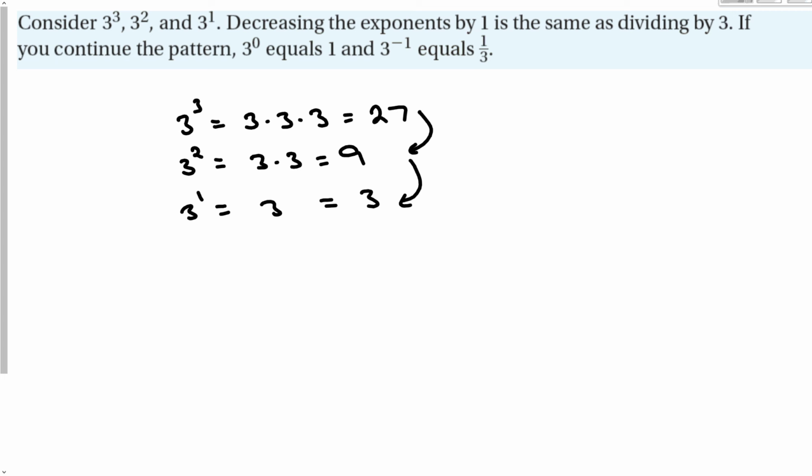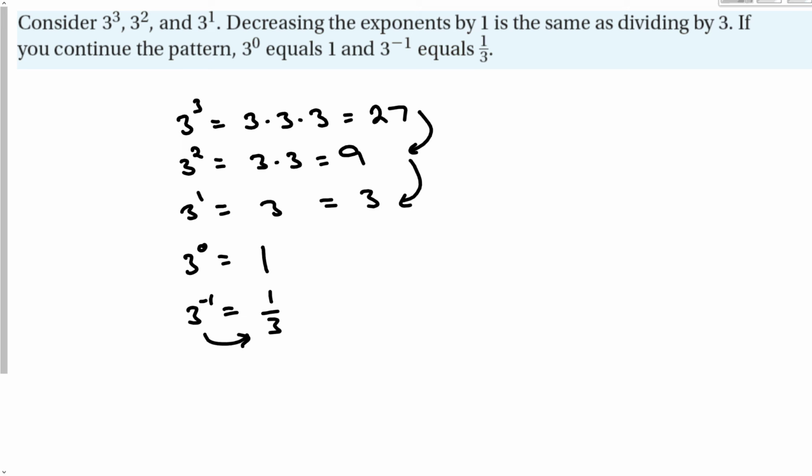So that means if we continue this pattern to go down in exponents, we're dividing these answers by 3. When we have 3 to the 0 power, 3 divided by 3, that's going to be 1. And what's 1 less than 0? 3 to the negative 1 power, that is going to be 1/3. That's interesting, okay? So when we have negative exponents, we can see that they don't give us negative numbers, it has nothing to do with negative numbers. What it does is it gives us a fraction, okay?